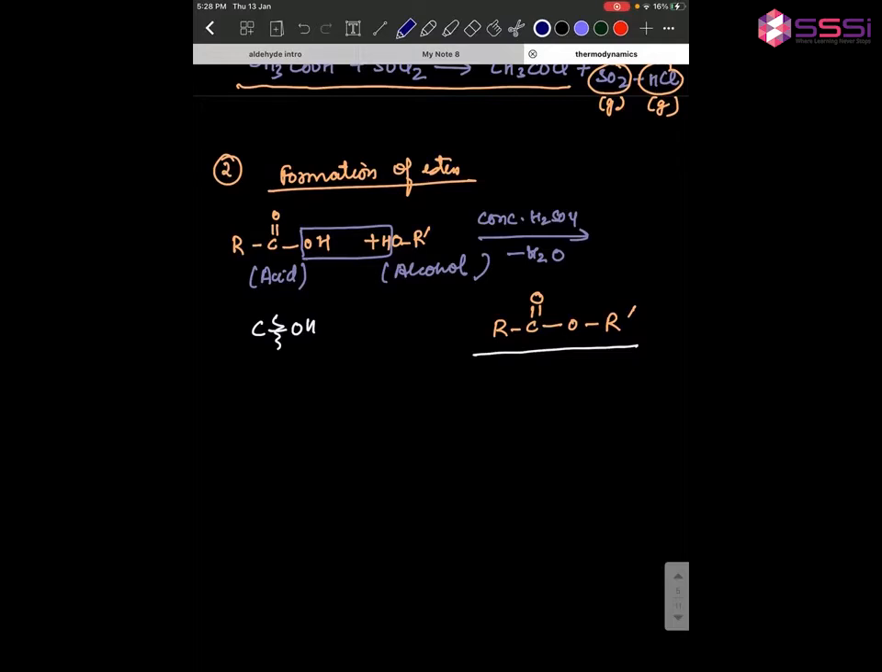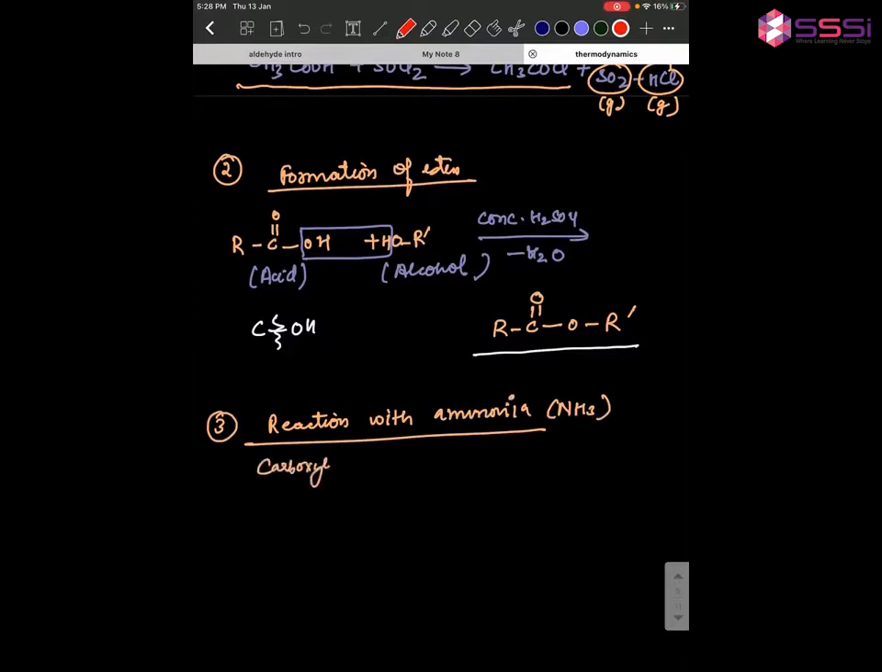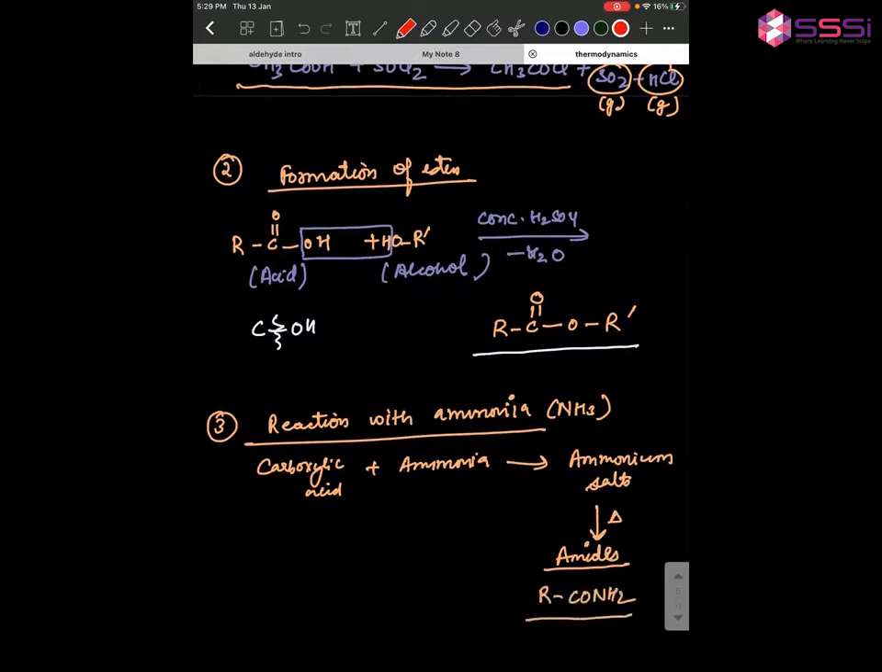Yes, ma'am. Okay. So the third type where cleavage of the C-OH bond takes place is the reaction with ammonia. What is ammonia? Ammonia is NH3. When carboxylic acid reacts with ammonia, we are getting ammonium salts, and if these ammonium salts are heated, we will be getting amides. What is the general formula for amides? RCONH2. Yes, we will be getting amides on heating.